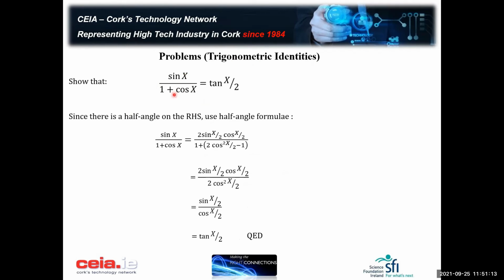So if you're asked to show that sine x over 1 plus cosine x is the tan of x over 2. Well, we're looking for a result that has the half angle in it. So we want to replace our whole angles with half angles using the half angle formula that we worked out before. It seems like a logical way to go. So we use the half angle formula for sine x, which is this one, and the half angle formula for cosine x, which is this one.